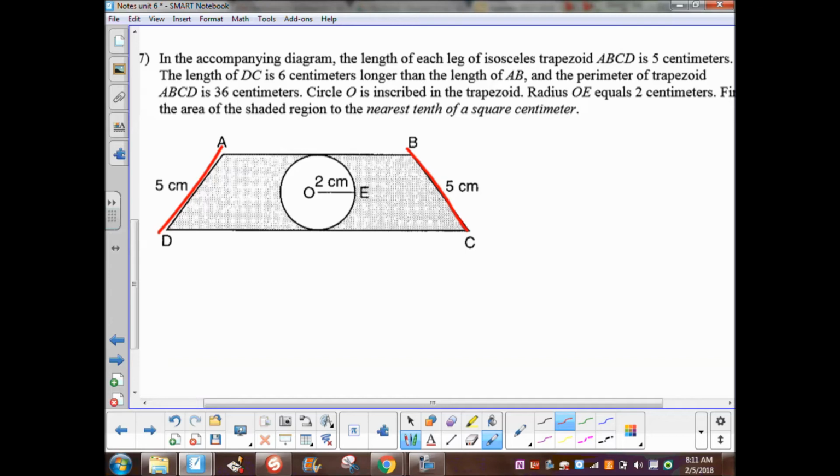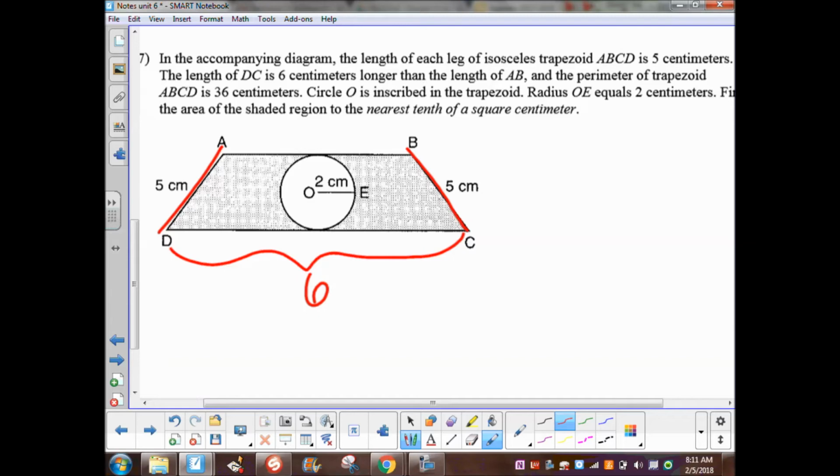Is DC labeled for us? Nope, so let's put that on there. So from D to C is 6. Oh, I lied. 6 centimeters longer than the length of AB. So what's AB then? 6 centimeters longer than the length of AB. Oh, okay, so we've got to keep reading.